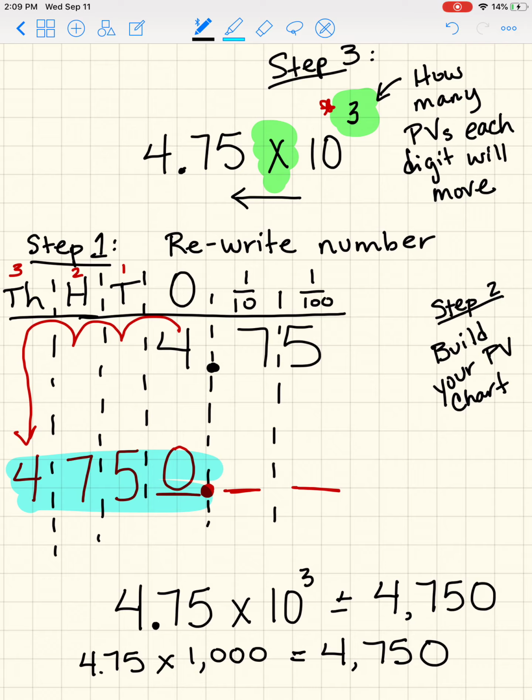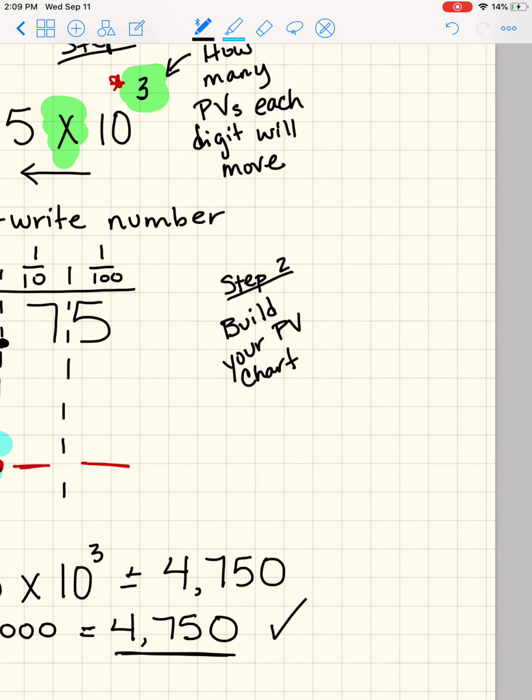They've grown in value. And if you compare your two numbers, this number and this number, 4 and 75 hundredths is less than 4,750. So you are correct. Now we can take the same equation and we can say 4 and 75 hundredths divided by 10 to the third power.